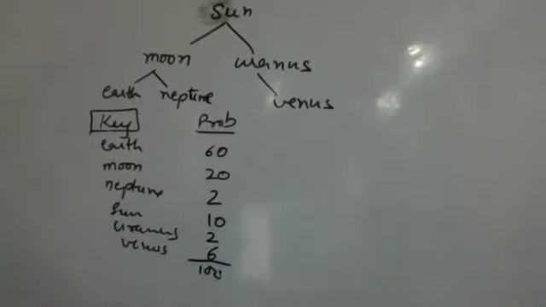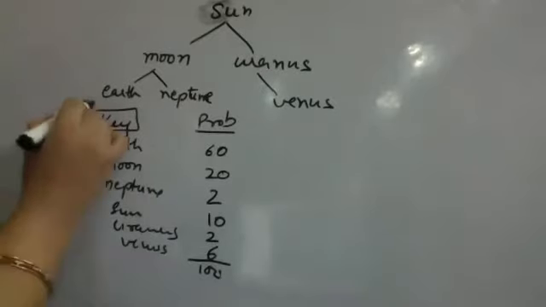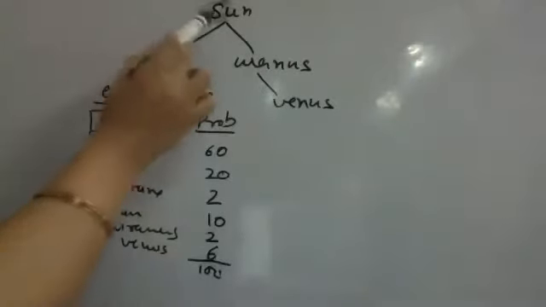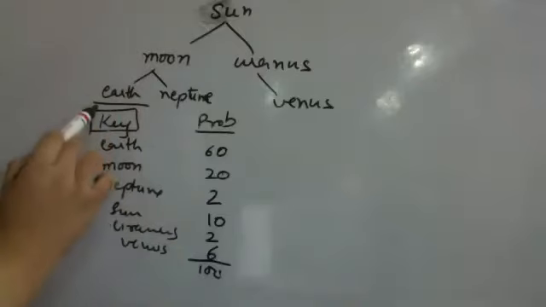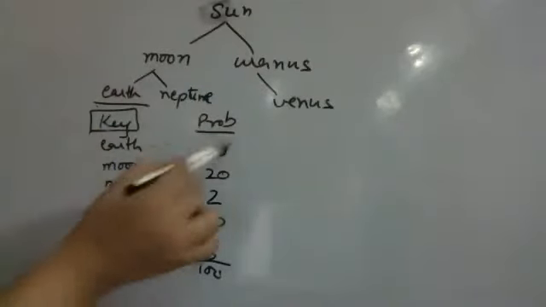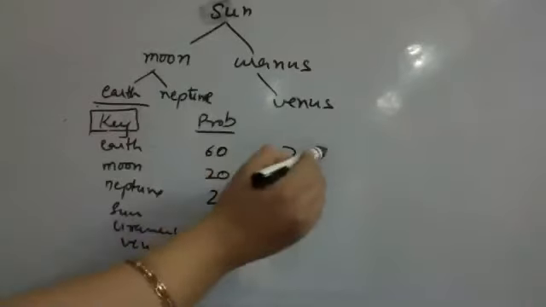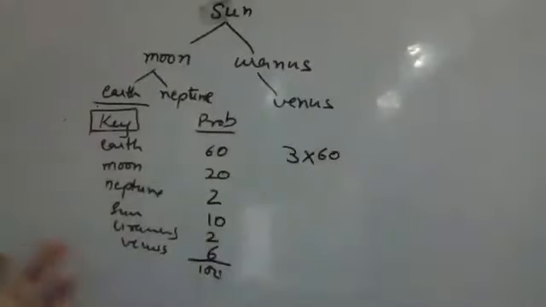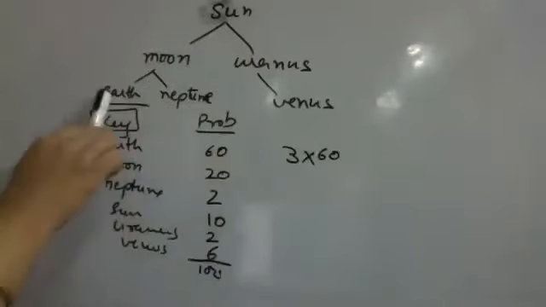So what is happening here is, if I am searching for Earth, I have to search 1, 2, and in the third search I will be able to find it. So the total time taken will be 3 into 60 for 100. If I am performing 100 searches, how much time will be taken? 3 times for reaching Earth, and 60 times Earth will be searched. Every time the search will begin from the root only. So we will be taking 3 into 60 comparisons.